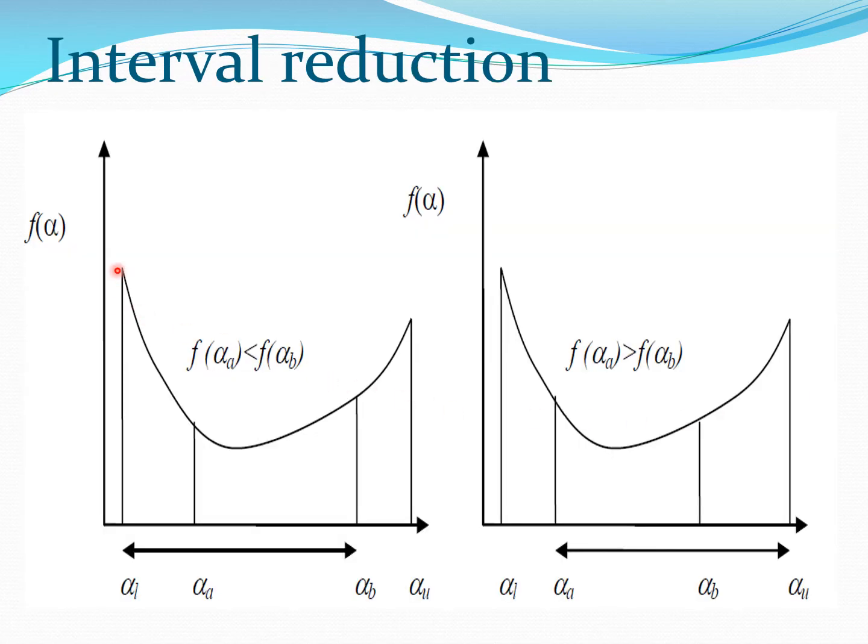Now to see this graphically, you can see this kind of curve here. Now here f of alpha A is less than f of alpha B, which you can see here. So this function value is lower than this function value. So essentially you keep this interval here and drop this part. Now here in this case f of alpha A is greater than f of alpha B. So essentially you keep this interval here and you drop this interval here.